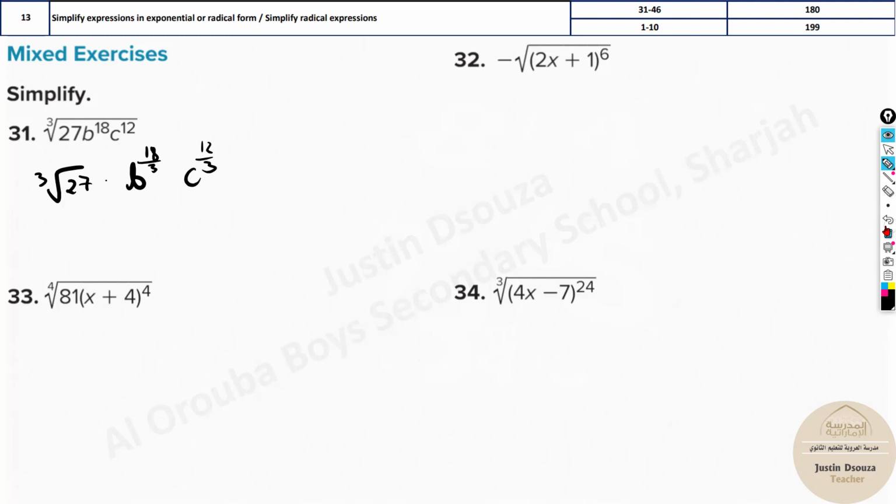Now here you can easily write it out. The cube root of 27 is 3, since 3 to the power 3 is 27. So over here it will be 3, b to the power 6, c to the power 4. This is the answer. You can directly check the answer. It's a direct question, you will have options. Now, that's why we can use the calculator method as well.